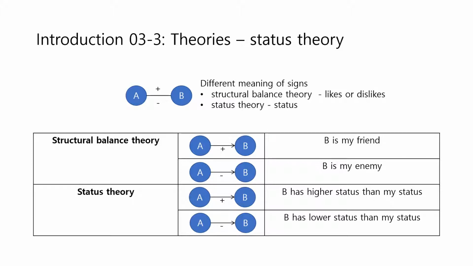Authors developed a novel theory called status theory, which afterward was revealed to be a better explanation compared to balance theory over directed signed networks. In status theory, the meaning of the sign of edges is different from that in balance theory. In balance theory, the sign of edges indicates likes or dislikes. On the other hand, they used the sign of edges as an indicator which represents relative status between nodes.